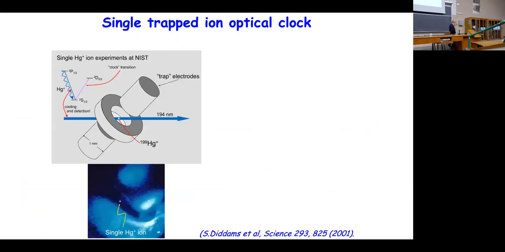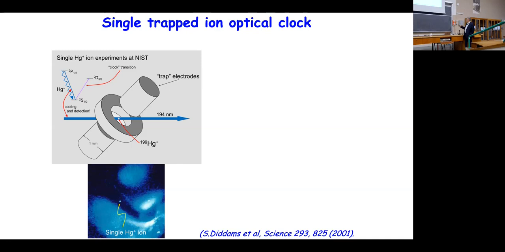So, first of all, what kind of experiment can you do with a single ion? This is mercury; the first optical clock was a mercury ion clock. This picture shows a single mercury ion. This bright spot is just one ion of mercury in a trap, illuminated by this UV laser beam at 194 nanometer wavelength. The energy level scheme is shown here.